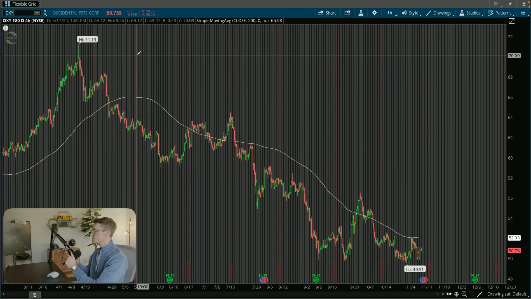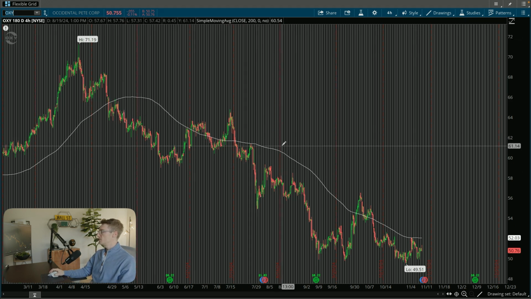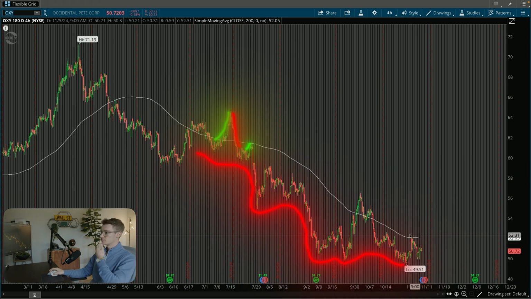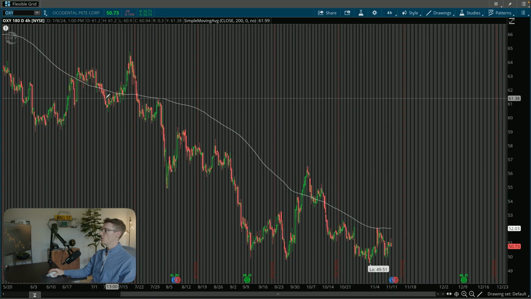Here's another example on ticker symbol OXY. What do we think here? Well, we've got the 200-day, and we can see that price movement has tried to break above the 200-day, pulled back, tried to break it again. Okay, rejected, pulled back. And you can see we've continued to form these lower highs, lower lows into this low at 49.51.